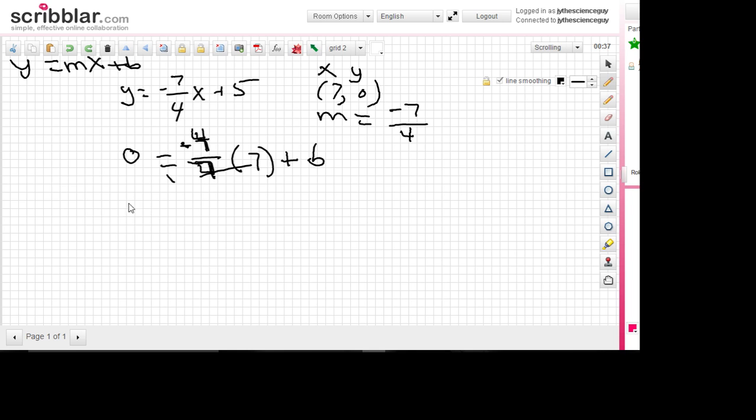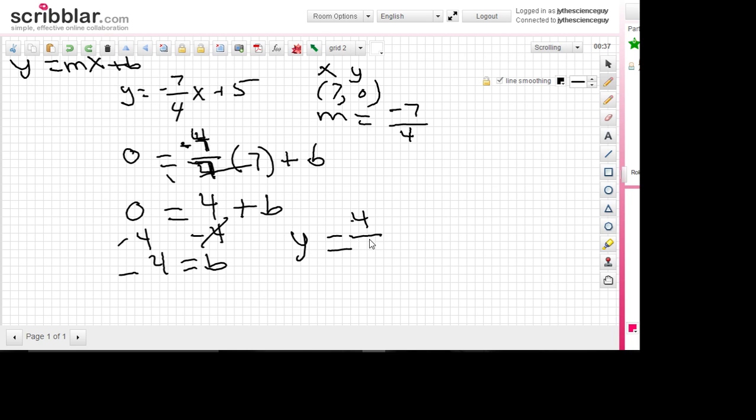So then I can cross these out. It'd be 0 equals 4 plus b, minus 4, minus 4. So negative 4 equals b. Now write the equation for the line. So it would be y equals 4 over 7 x plus minus 4. Good.